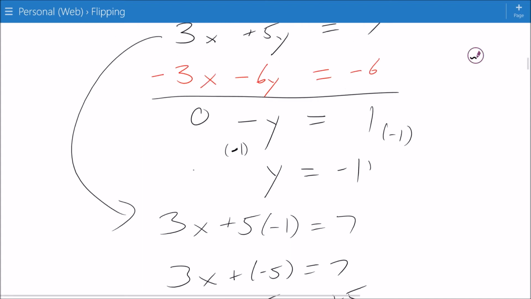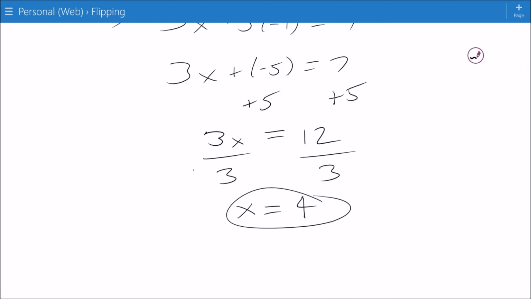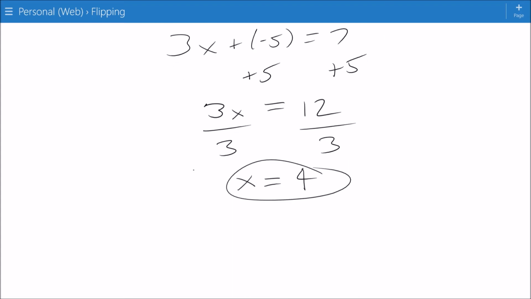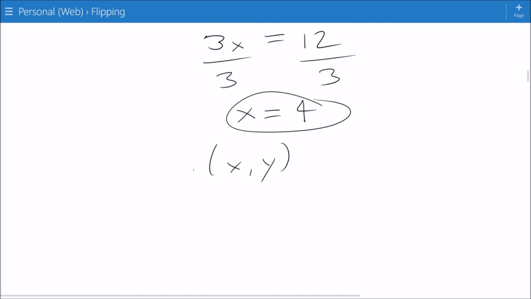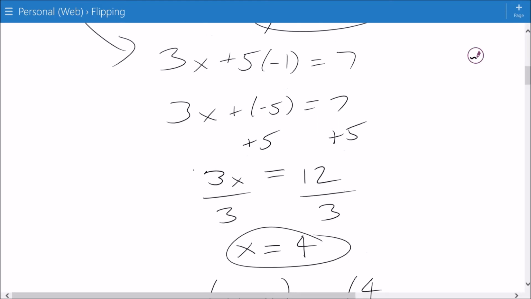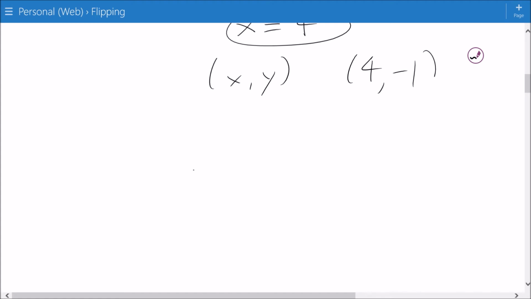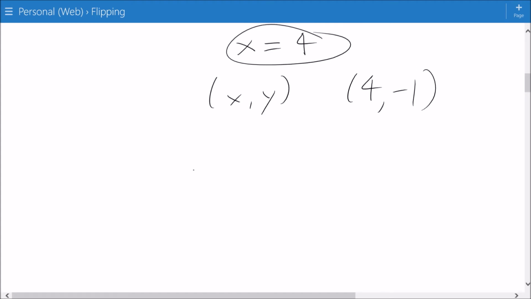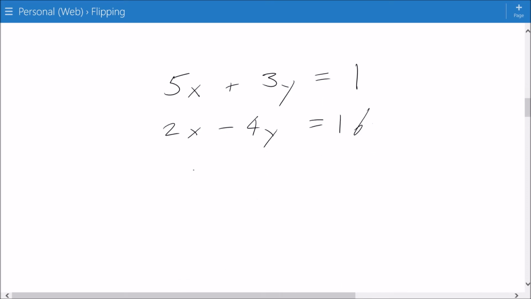So we had y equals -1, x equals 4. Now, not only do we have x and y, but we've also got an ordered pair. Normally we write x, y like that, so we could really write our solution as 4, comma, go back to the y, which we said was -1, 4, -1. That's it. Suppose, though, that we have something like this.